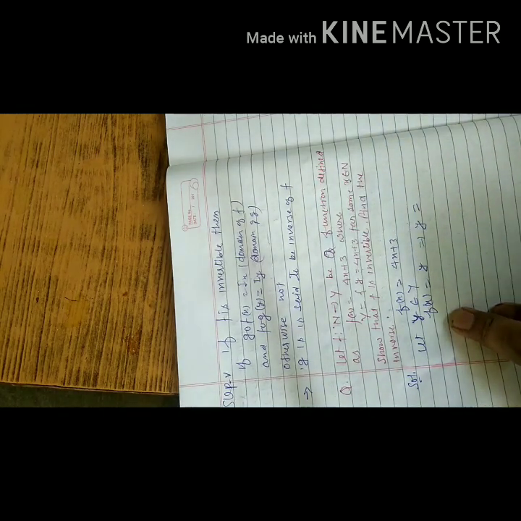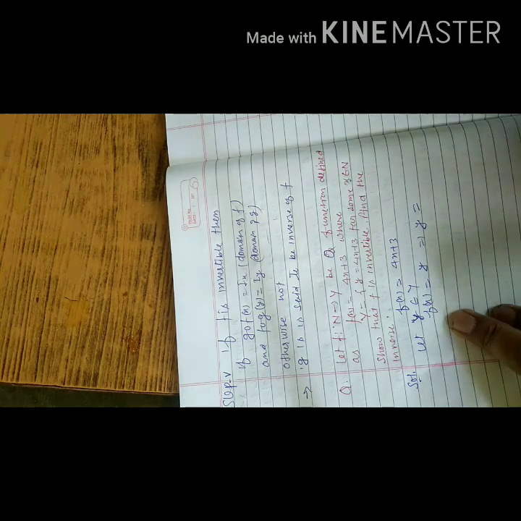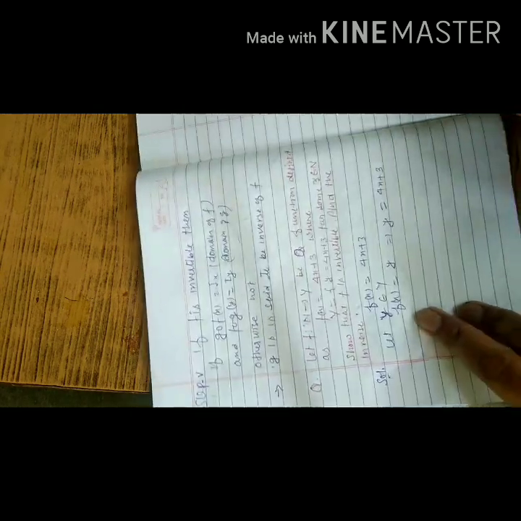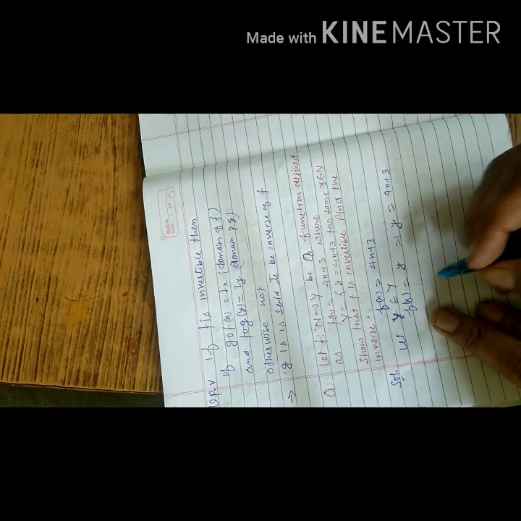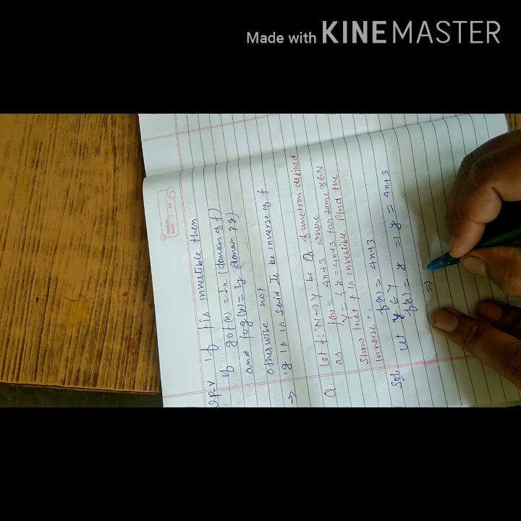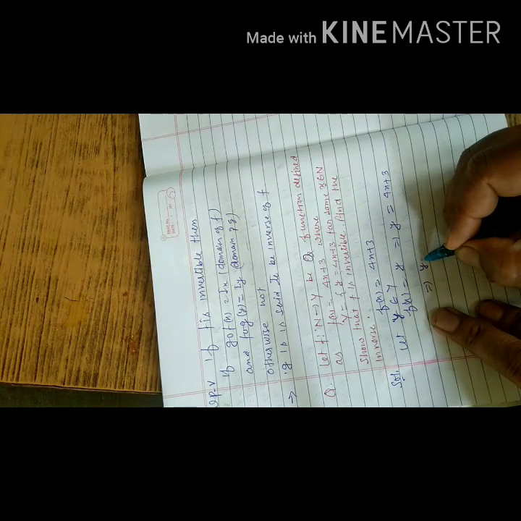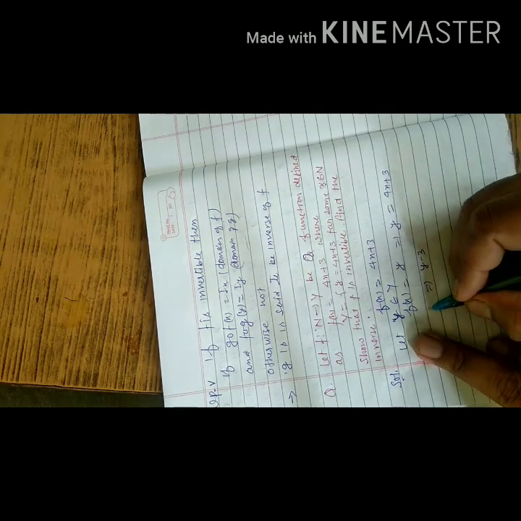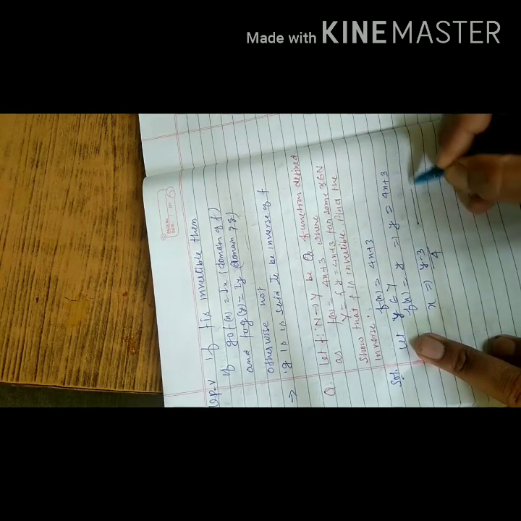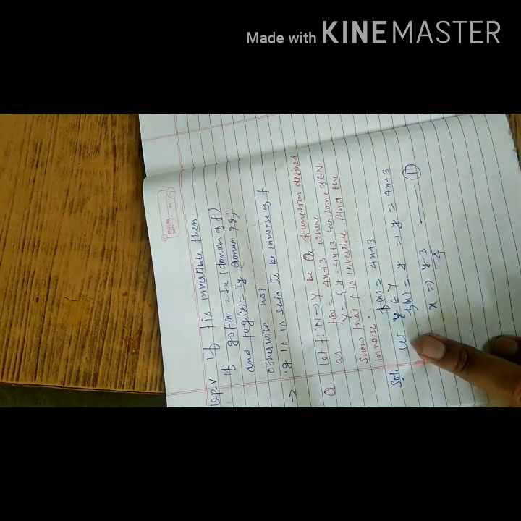Now what is the value of f(x)? f(x) is equal to 4x + 3. Now we have to find the value of x in terms of y. So for that we will substitute, and x is equal to (y - 3)/4. Let it be equation one.